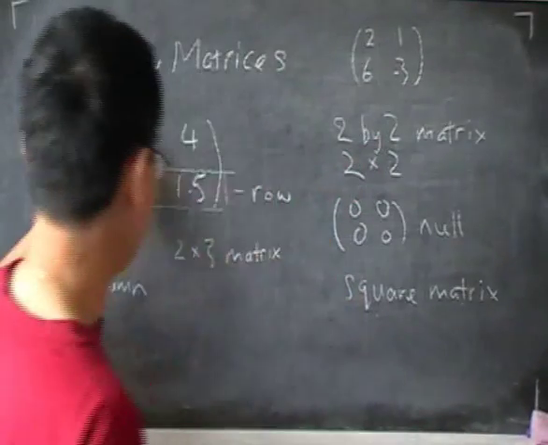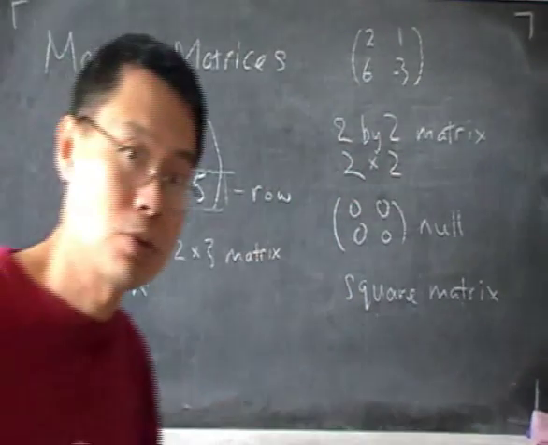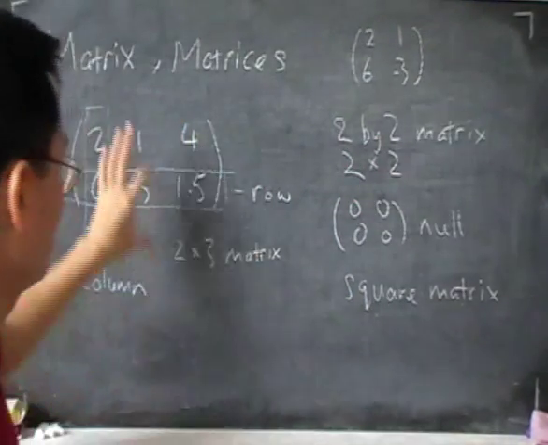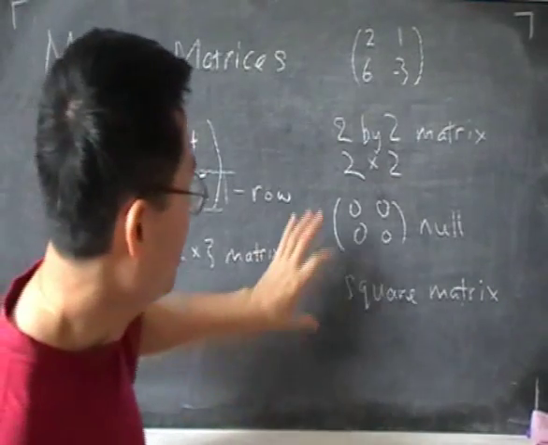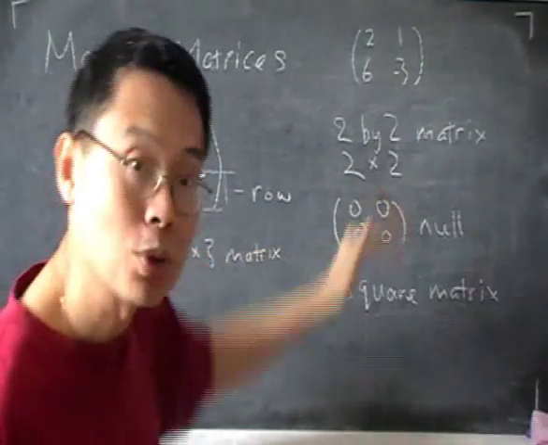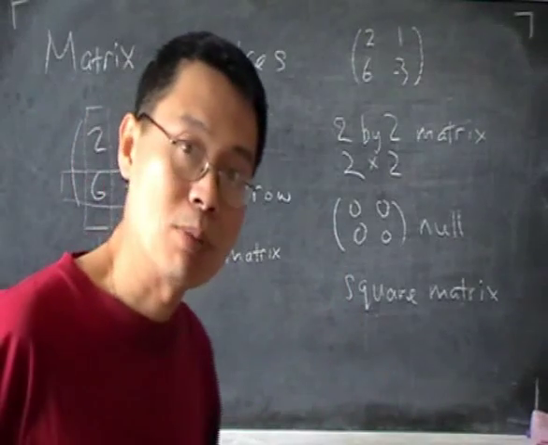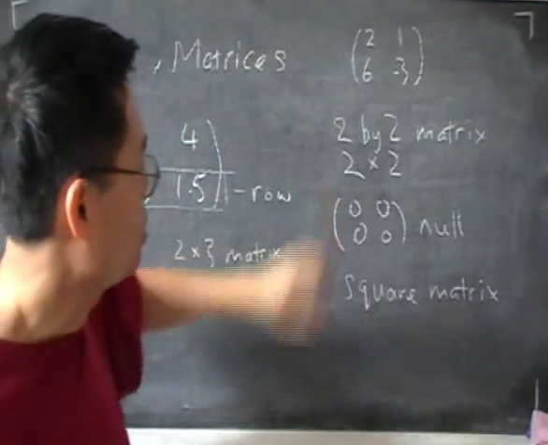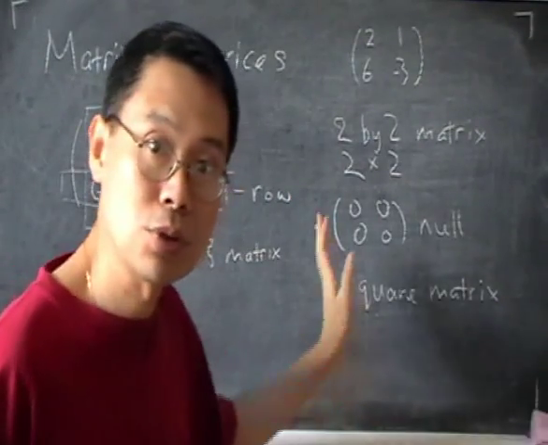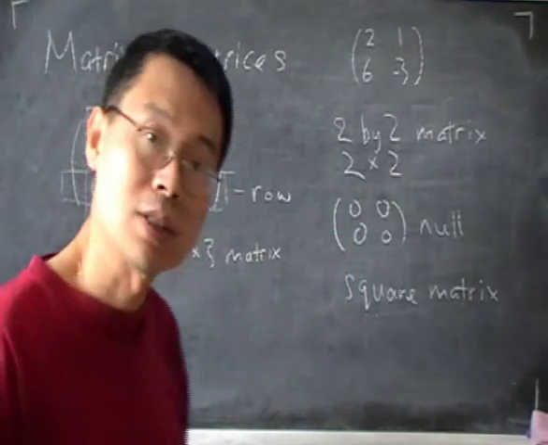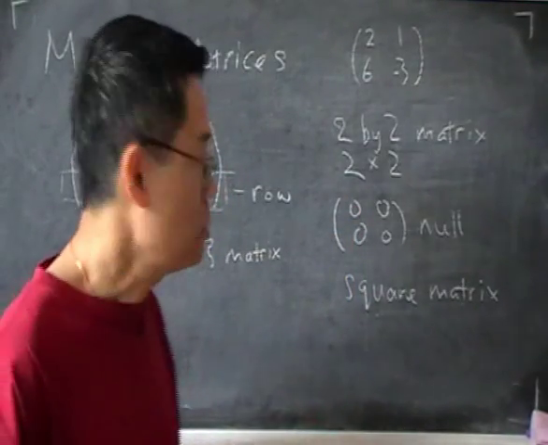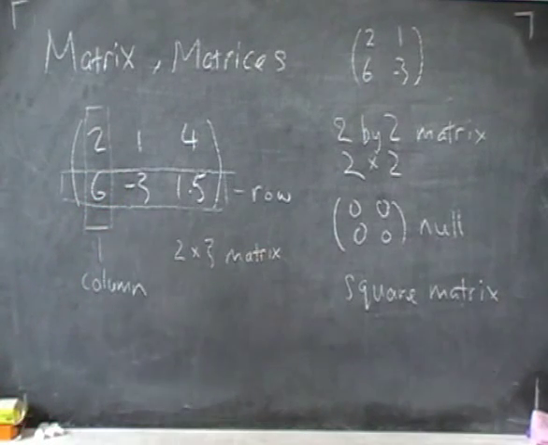Alright, so that's not the square matrix, but we don't call it a rectangular matrix either. We just don't call it a square matrix. But if you have the same number of rows and columns, you call it a square matrix. So it doesn't have to be a 2 by 2 matrix. It can be a 3 by 3, 3 rows, 3 columns. As long as you have the same number of rows and columns, it's called a square matrix.